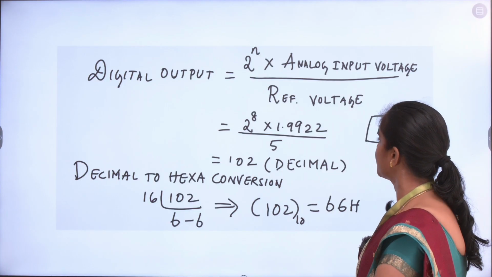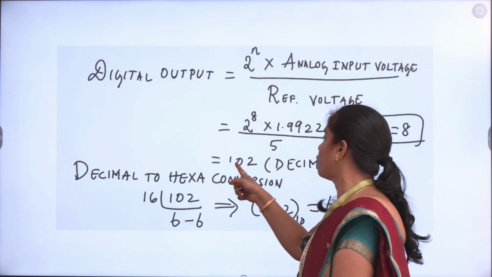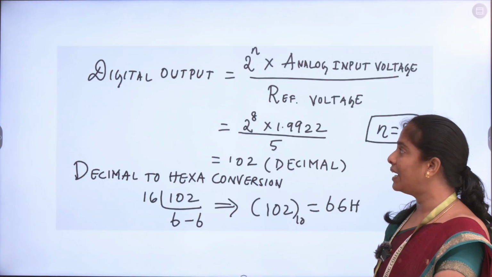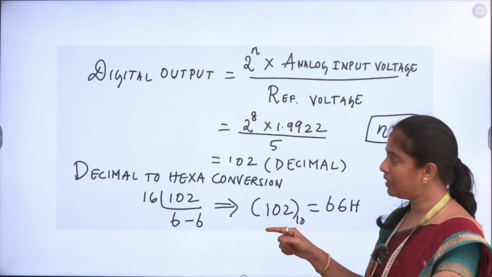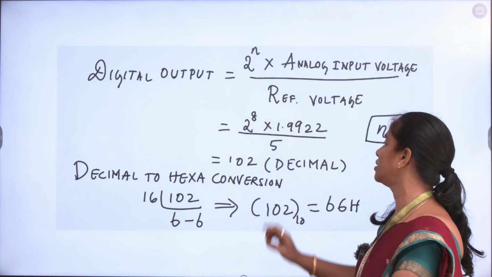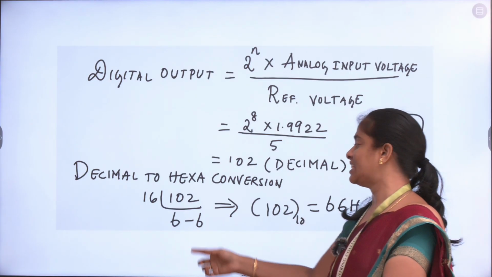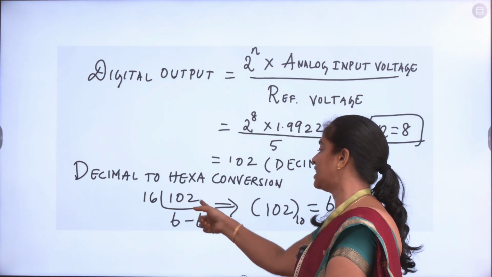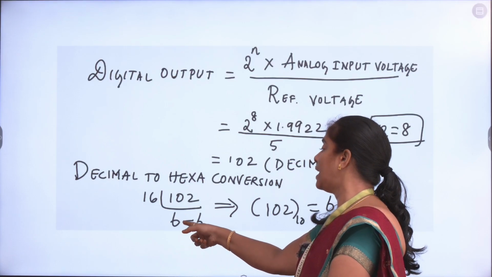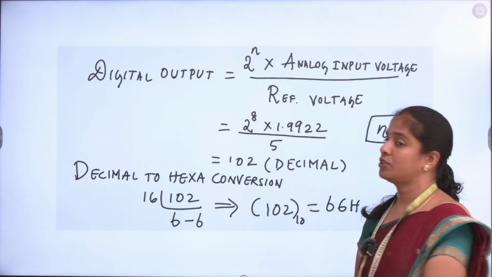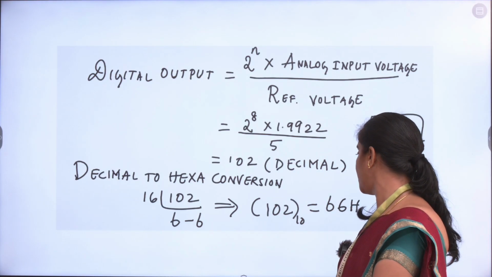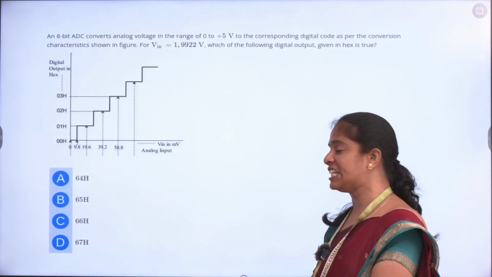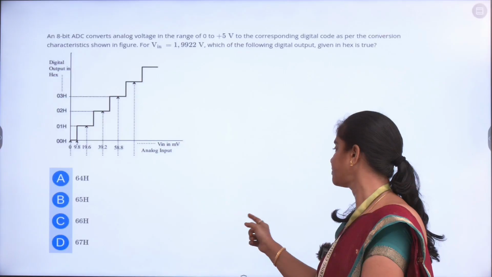Using this formula, we are getting a digital output of 102 in decimal, but the output is given in hexadecimal, so definitely we have to convert it into hexadecimal using this method. That is, 16 sixes are 96, balance 6. So it is going to give you 6 in hexadecimal. So 102 is converted into hexadecimal, which is 66. So option C is the right answer here.